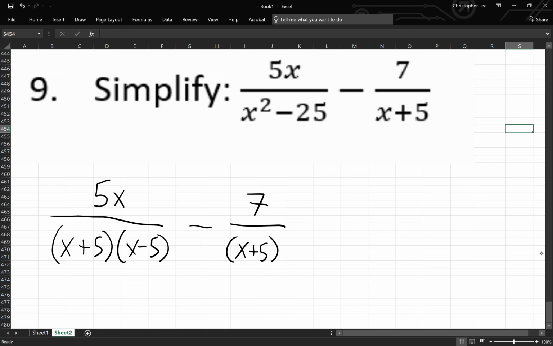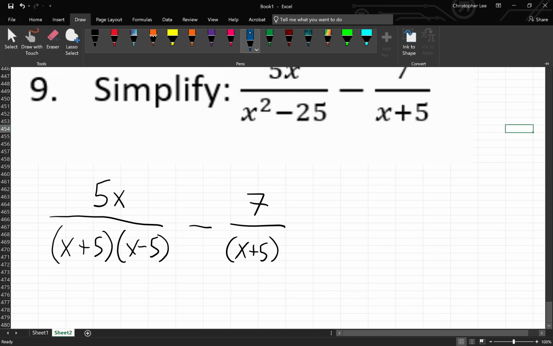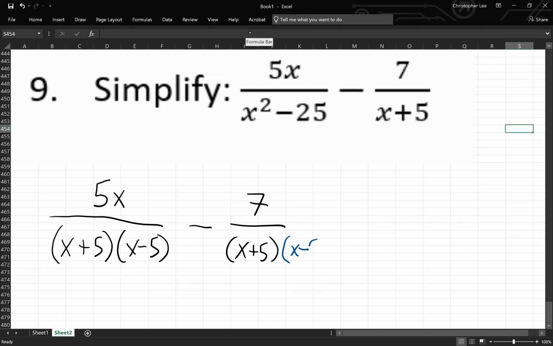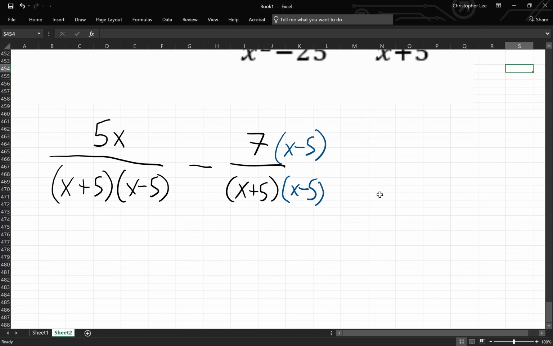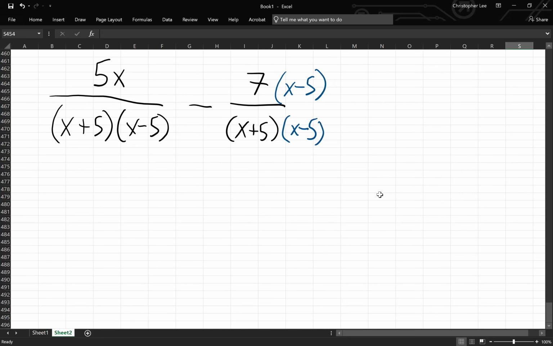Now remember, I want both the denominators to be the same. So how can I do that? Right? Multiply by what? Right. X minus 5, right? But we got to be fair, right? What I do to the bottom, I got to do to the top. Right? And then after that, just simplify the top, and that's the end of the whole question.